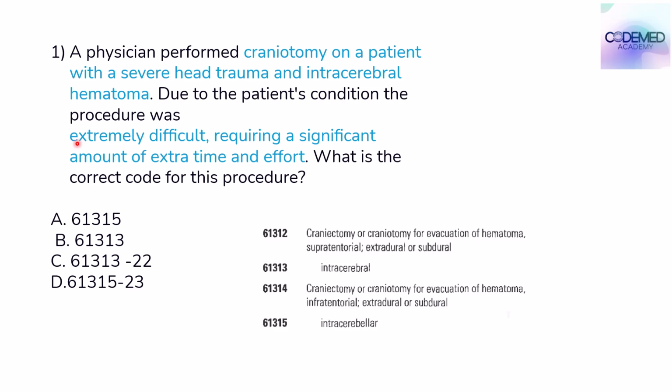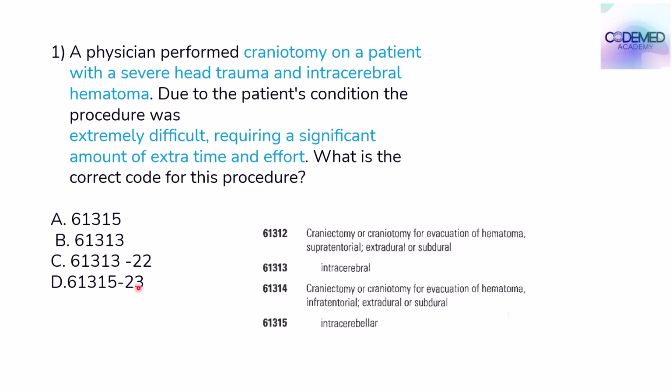So let us look at the next question. A physician performs a craniotomy on a patient with a severe head trauma and intracerebral hematoma. Due to the patient's condition, the procedure was extremely difficult, requiring a significant amount of extra time and effort. What is the correct code for this procedure? If you see the codes, there are only two codes. 313 talks about intracerebral, and 315 talks about intracerebellar. There is a slight difference in the spelling.